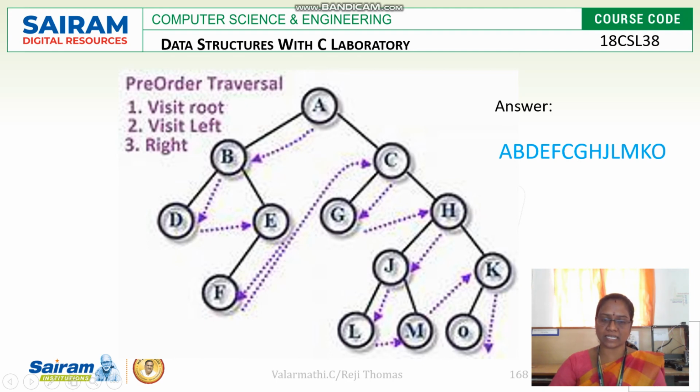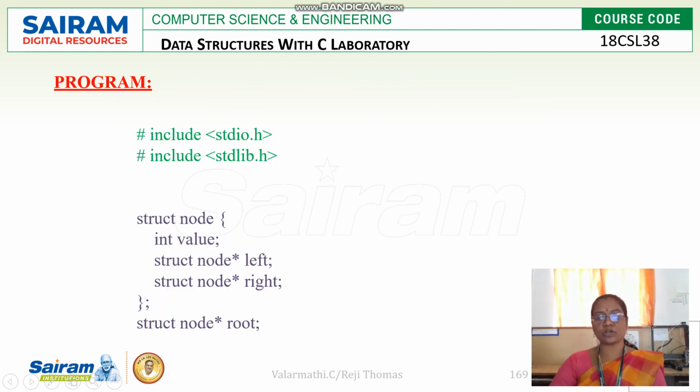Then C has the left subchild G. G is now visited. Then it moves on to H, then to J, J to L, then L to M, M to K, then K to O. Like this, the traversal is done. So, okay, I hope you understand. Now we move on to the program.